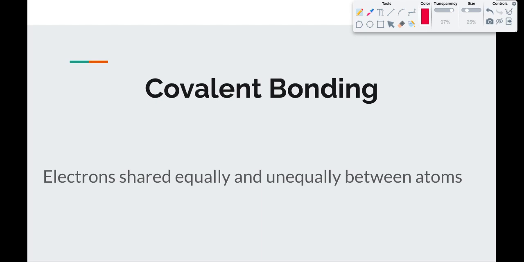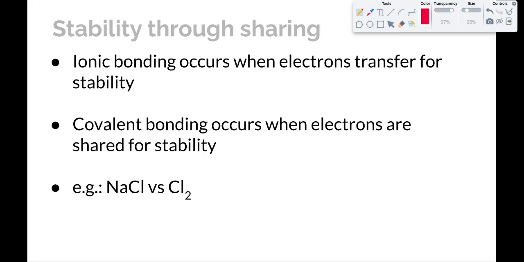Covalent bonding, you recall, is when electrons are shared between atoms. Sometimes that's equal sharing, sometimes it's unequal sharing. So here are the different types of bonds that occur. You may recall that ionic bonding occurs when electrons transfer to reach stability for the individual atoms, and covalent bonding occurs when electrons are shared so that the individual atoms can achieve stability. And an example of that would be sodium chloride as an ionic bond versus chlorine gas, Cl2.